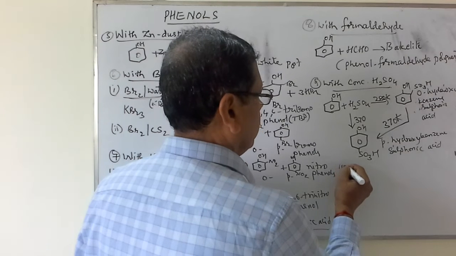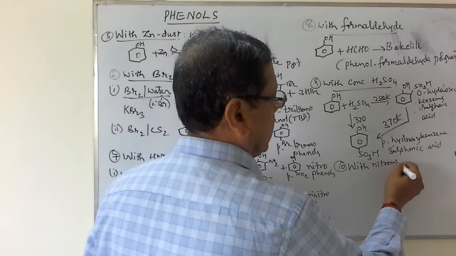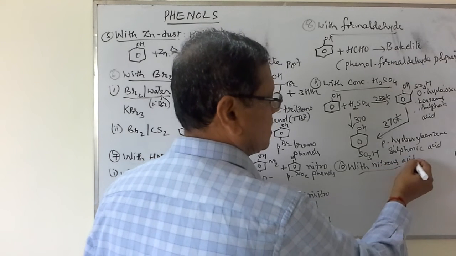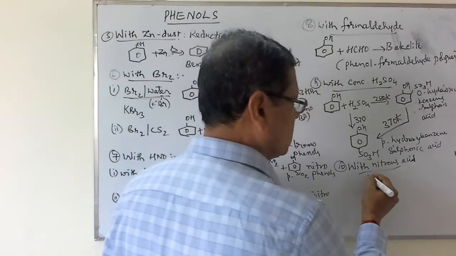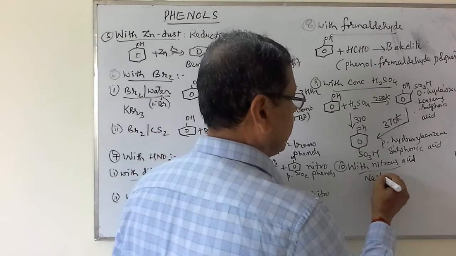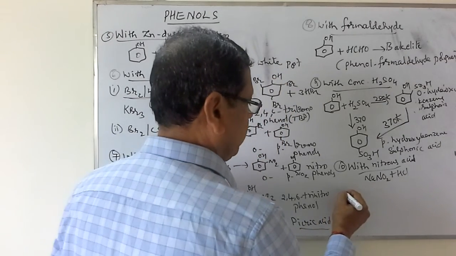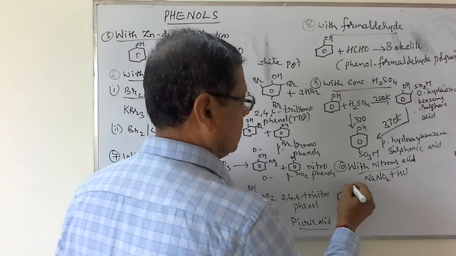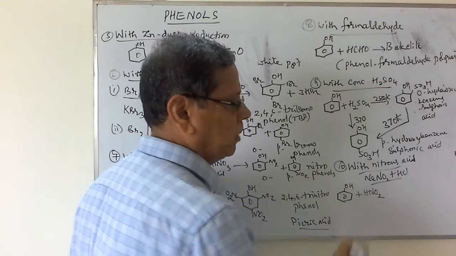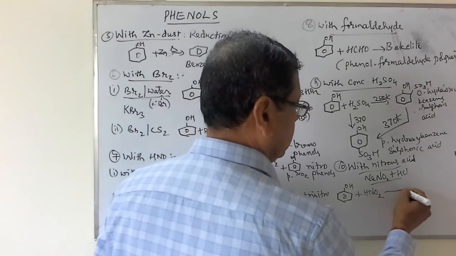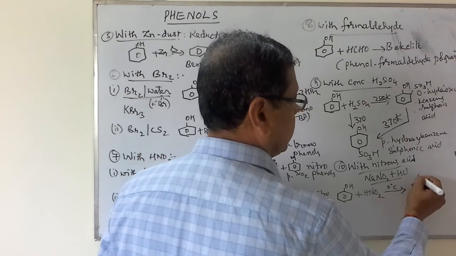The next one is with nitrous acid. Actually nitrous acid is not available because HNO2 is highly unstable. That's why we will consider this reaction by taking sodium nitrite and HCl. When we write phenol reacting with nitrous acid, HNO2, to get this HNO2 we have to take NaNO2 and HCl mixture at ice cold condition. This will undergo reaction to give the substituted product in the para position.